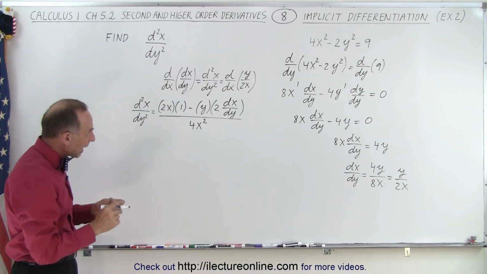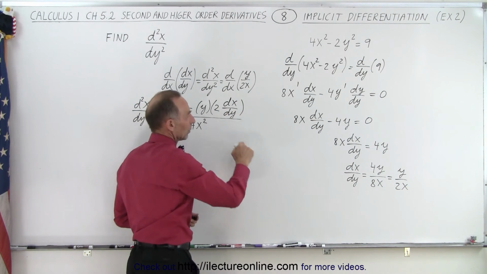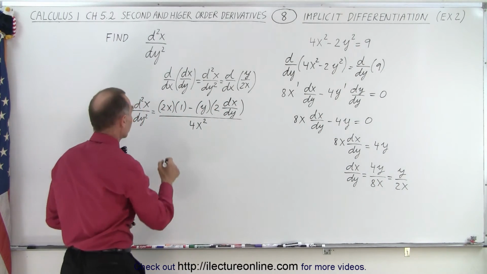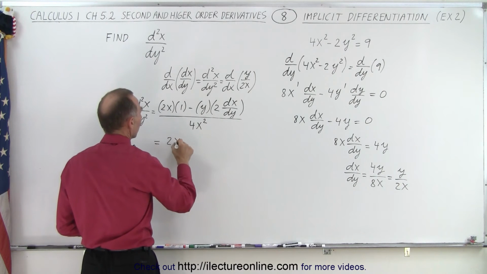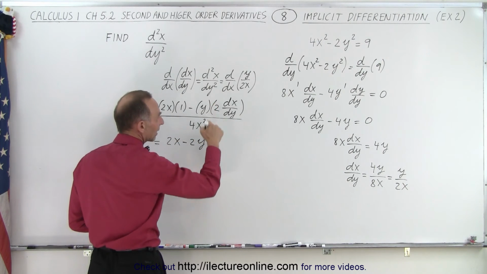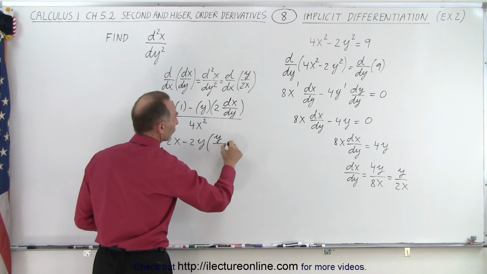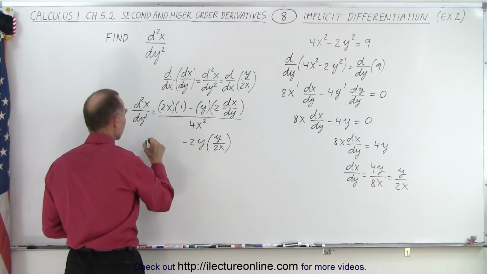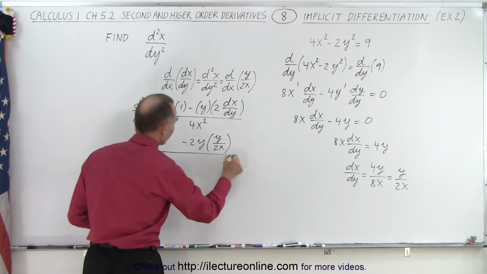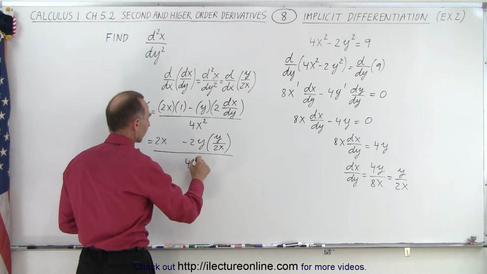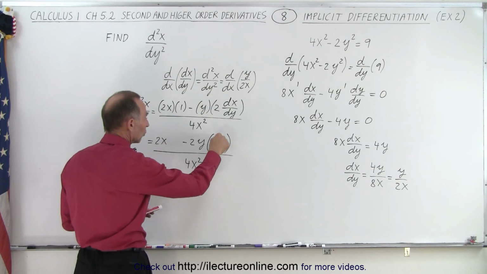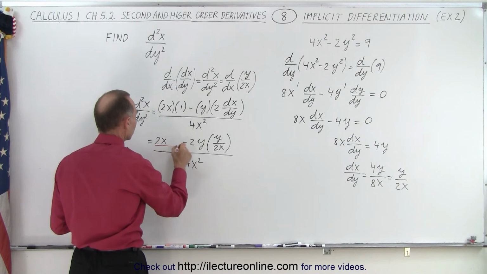Now we need to simplify that, and we need to replace dx/dy, which is the first derivative of x with respect to y, with what we found it to be equal to, y over 2x. So that becomes equal to 2x minus 2y times dx/dy, which is y over 2x, equals 2x like this, all divided by 4x squared. And just like we did in the previous video, we need to have that trick where we have a 2x in the numerator here, so we need that in the denominator as well. So we're going to multiply this times 2x and divide by 2x.